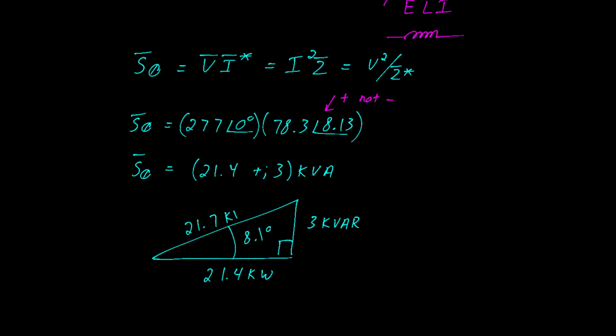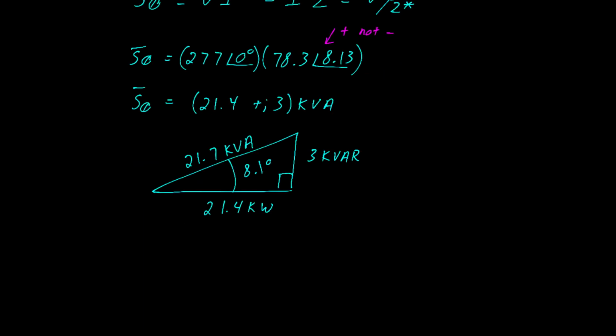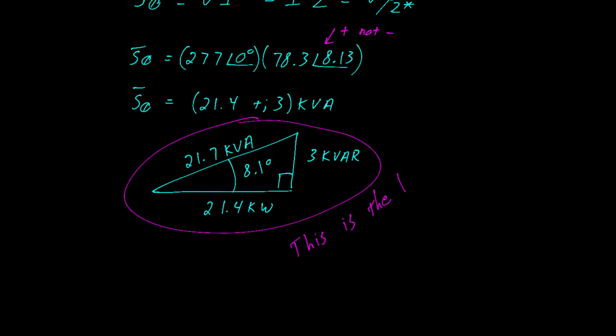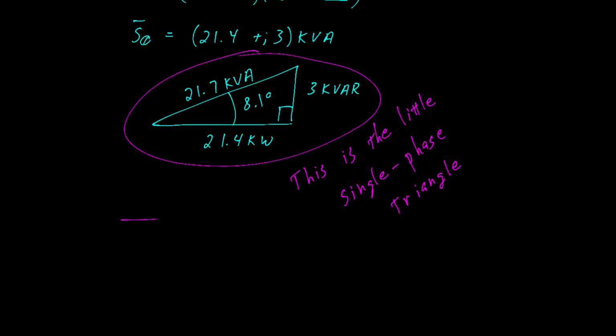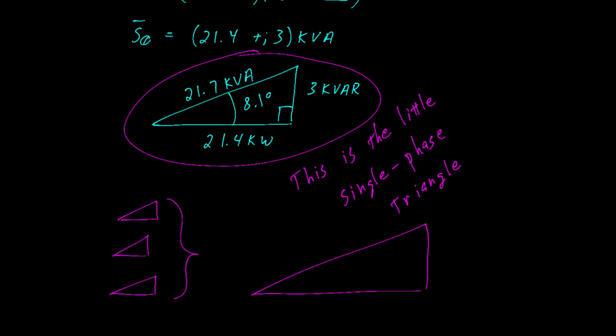Now be careful. Be real careful here. Remember, this was on a per phase basis, so this is the little triangle. You could think of this as the power triangle representing the power in one of the three wires. At this point, I like to draw three little triangles just to remind myself what I'm doing, and we take those three little triangles and put them together to make the large power triangle, which represents the total power in all three phases. Solving for that, we end up with 64 kilowatts and 9.2 kVARs as our total system load.